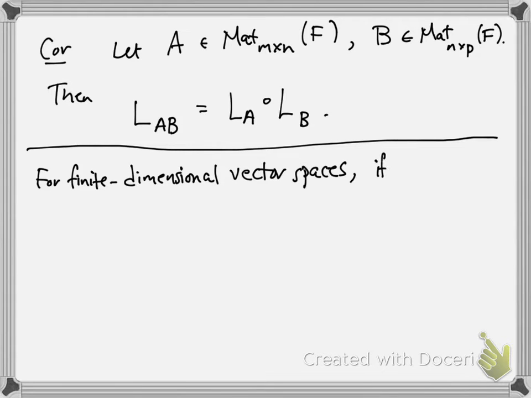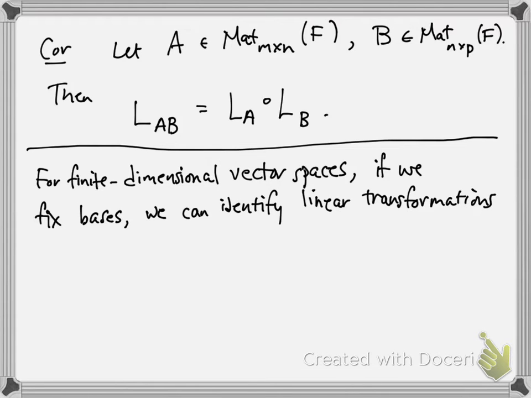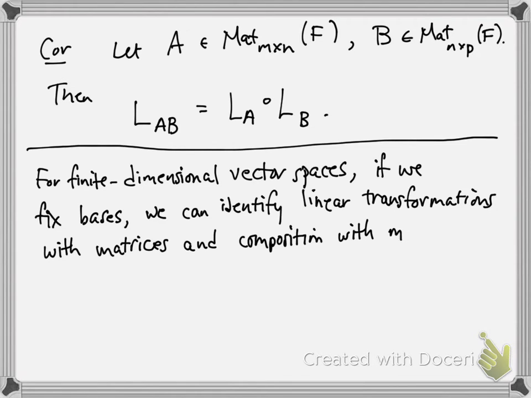And so here's the upshot of this section. It's saying for finite dimensional vector spaces, if you're willing to fix a basis, you can identify linear transformations with matrices in such a way that you're identifying composition with matrix multiplication.